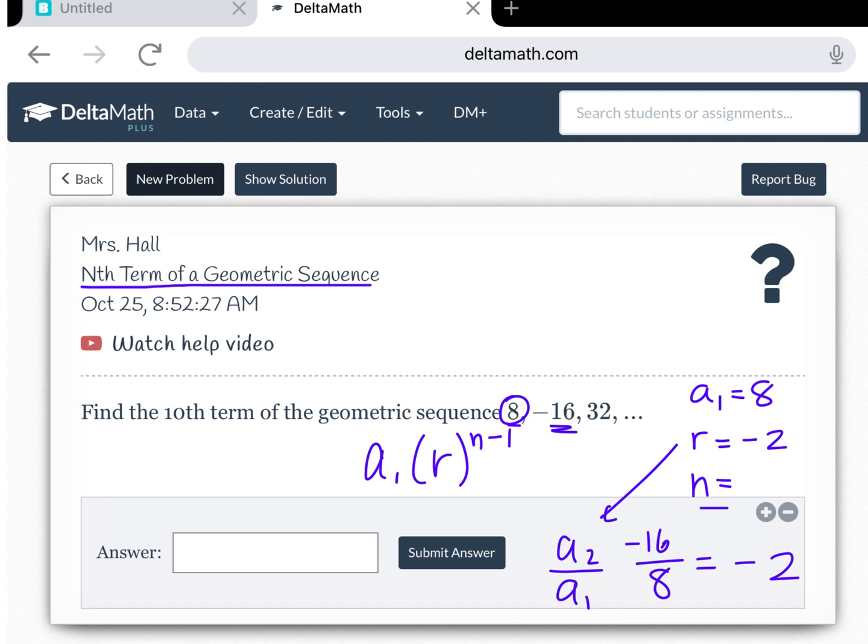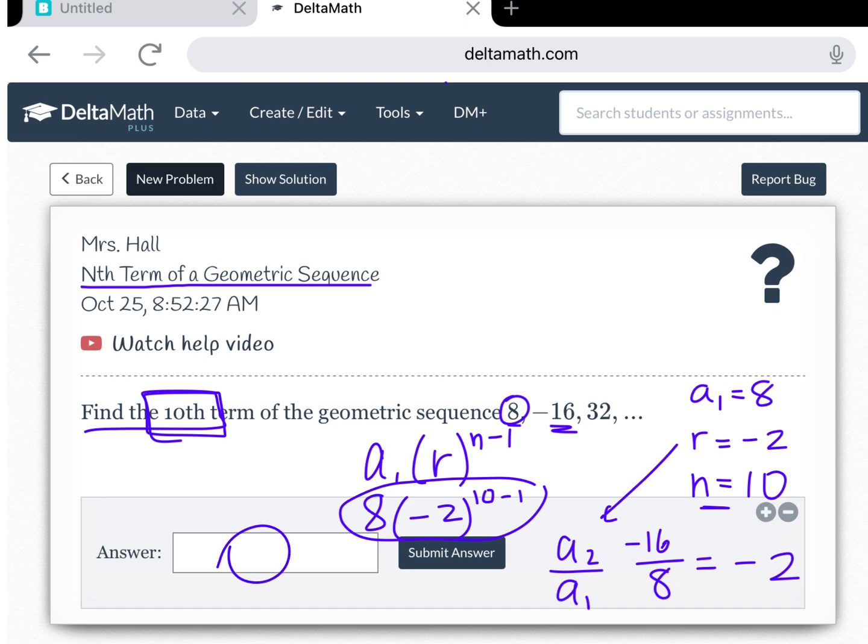The n is what we're looking for. Find the 10th. So n is 10. So I'm going to come over here and I'm going to say my A1 is 8 times my R is negative 2, and the n is a little bitty exponent, 10 minus 1. You type this in your calculator and you will get your answer. All right.